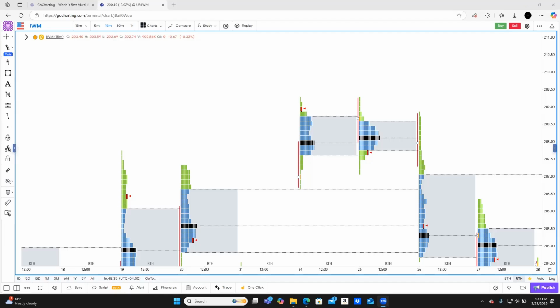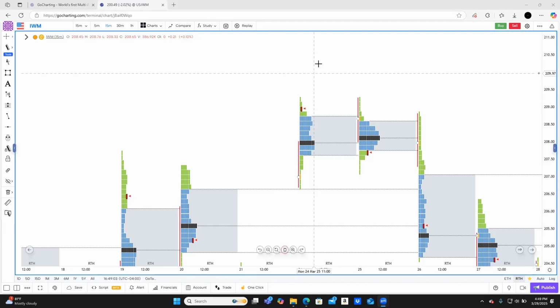What is fair value? Fair value is basically the 70% industry standard of the entire day's movement. It is considered a value high or value low. And in between the value high and value low, you'll find the POC, point of control, where the most contracts or most stocks were traded that day. Again, 70% is the industry standard.